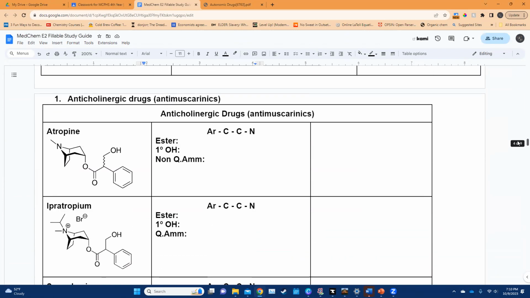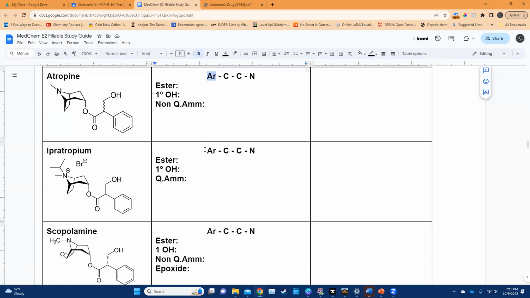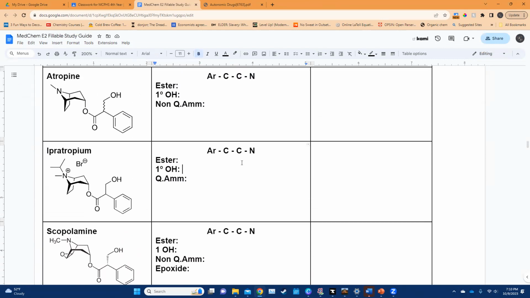Same thing here, anticholinergic drugs. They all have an aryl group, aryl, carbon, carbon, nitrogen. Aryl group, carbon, carbon, nitrogen. So this is your backbone, and then here are some modifications to the structure that cause different changes. Yes, aromatic group. Yep, good question.